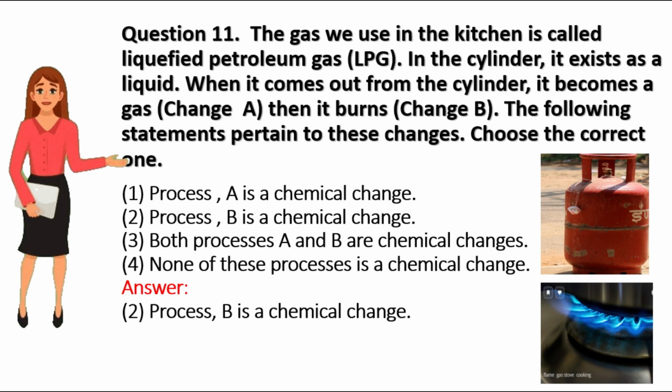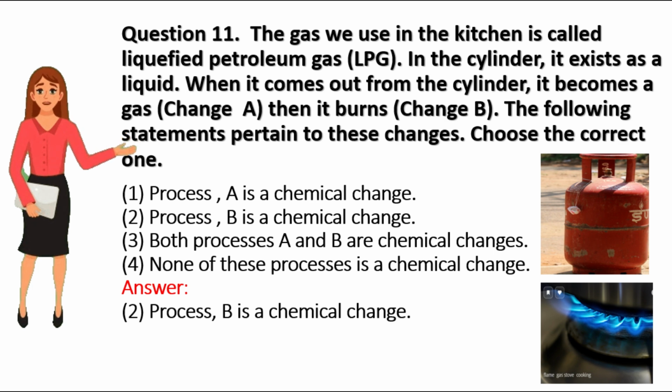Question 11. The gas we use in the kitchen is called liquefied petroleum gas, LPG. In the cylinder, it exists as a liquid. When it comes out from the cylinder, it becomes a gas, change A, then it burns, change B. The following statements pertain to these changes.